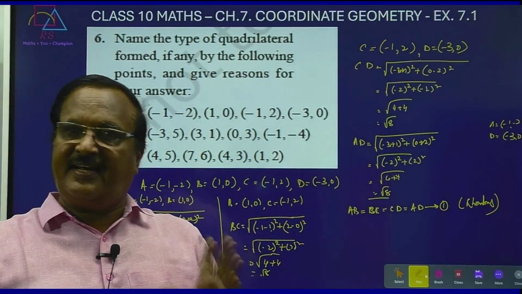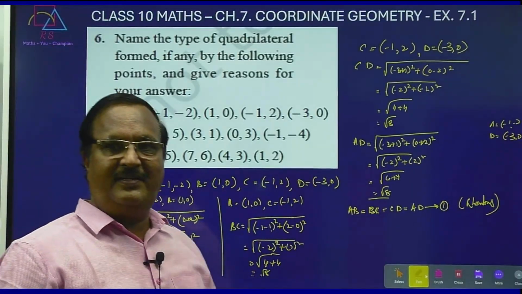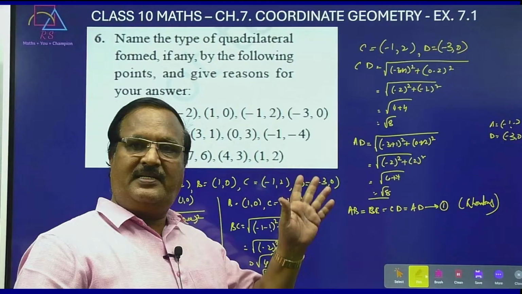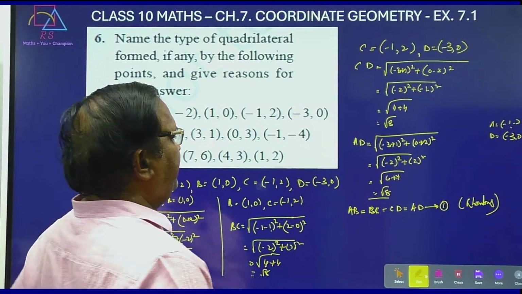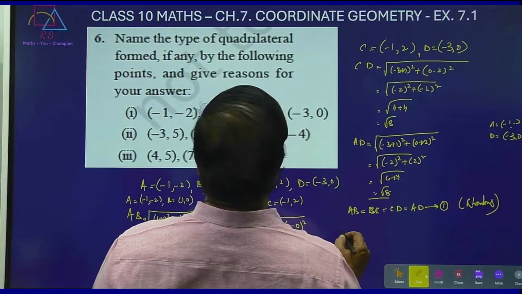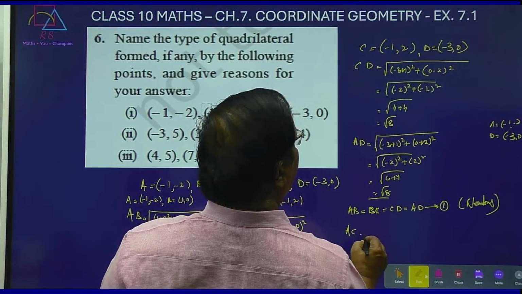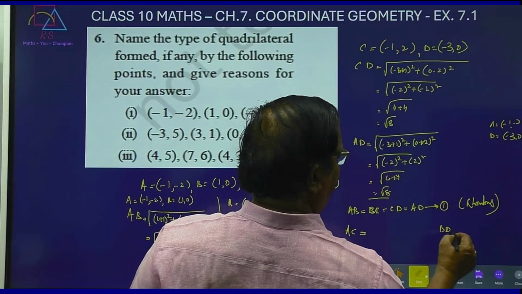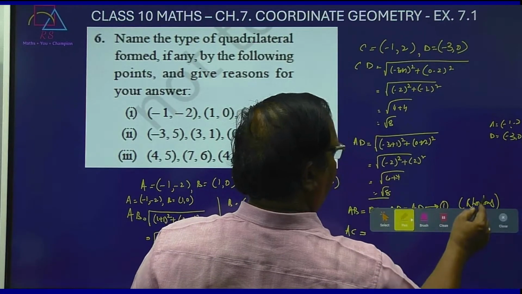It is a rhombus, confirmed. All four sides are equal. Don't write it is a square. It is a rhombus. So square, when it will come, you have to find out diagonals. So diagonal is AC. AC you have to find out, and BD you have to find out. Okay.